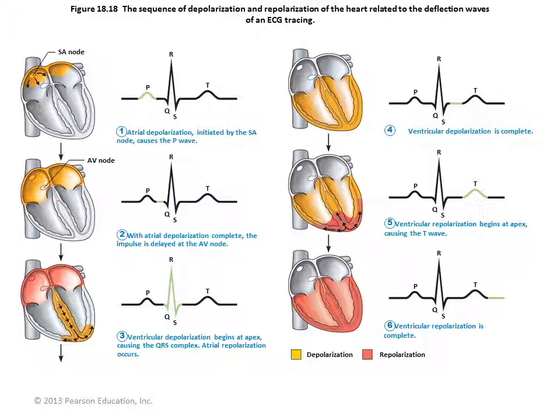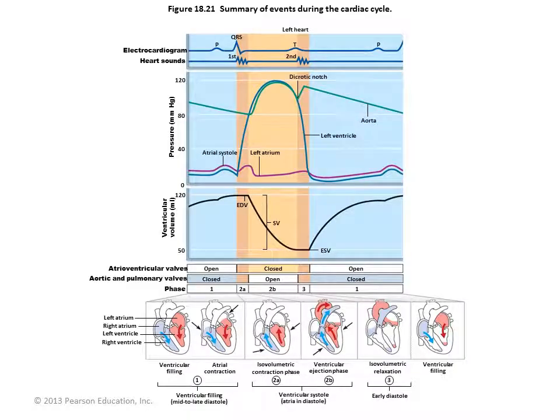Number one, ventricular filling, which takes place in mid to late diastole. AV valves are open and pressure is low. About 80% of blood passively flows into the ventricles, and atrial systole occurs, delivering the remaining 20% of the blood, which gives end diastolic volume, EDV, the volume of blood in each ventricle at the end of ventricular diastole.